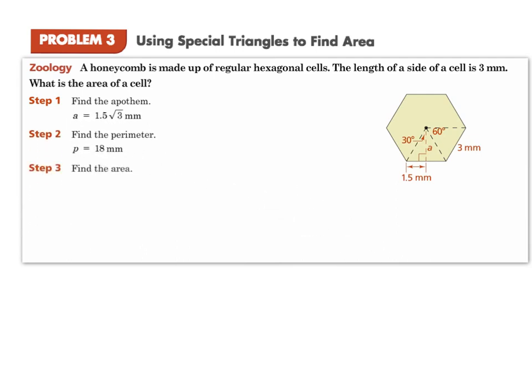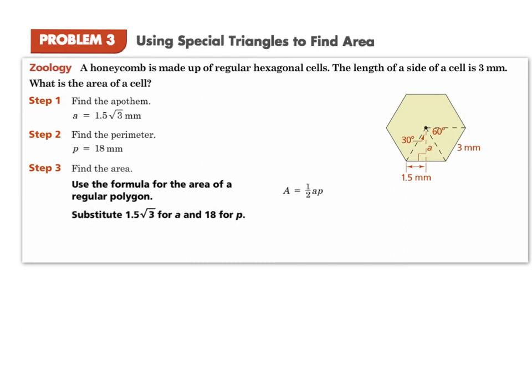Step 3. Find the area. Use the formula for the area of a regular polygon. Substitute 1 1/2 times the square root of 3 for A and 18 for P. Use the calculator to simplify the expression. The area is about 23 square millimeters.